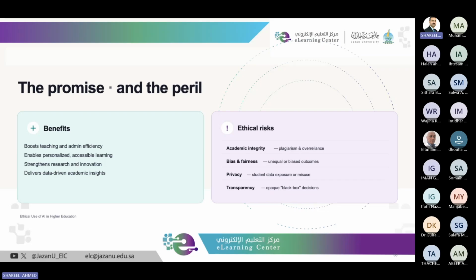Student data is flowing into commercial AI systems without clear consent or oversight. And too many AI decisions are made inside a black box that no one can open or explain. So these are not theoretical risks. They are definitely things that are happening right now in universities like ours as well, and knowing that is the first step to doing something about it.